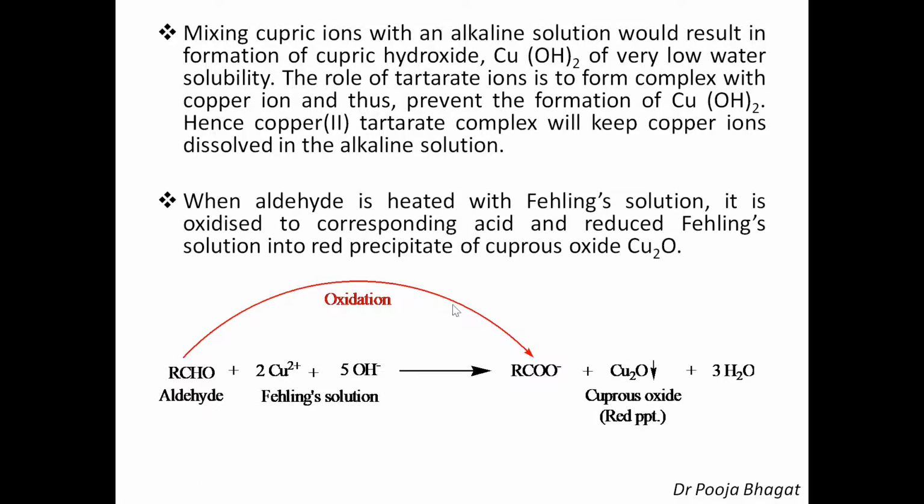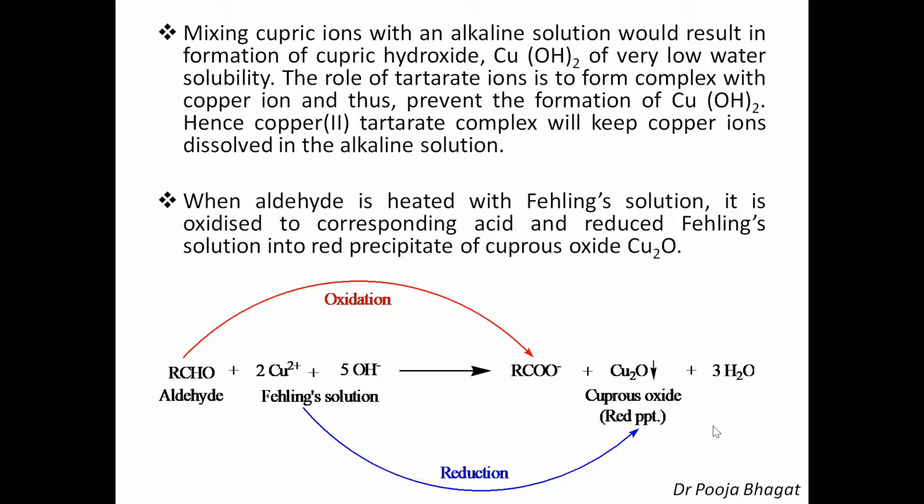So the aldehyde is getting oxidized to carboxylate ion, and in the Fehling solution, the oxidation state of copper is +2, while in cuprous oxide, copper is +1. So +2 to +1 means reduction. So Fehling solution is getting reduced and the aldehyde is getting oxidized to carboxylate ion. So the red precipitate is due to the formation of cuprous oxide.